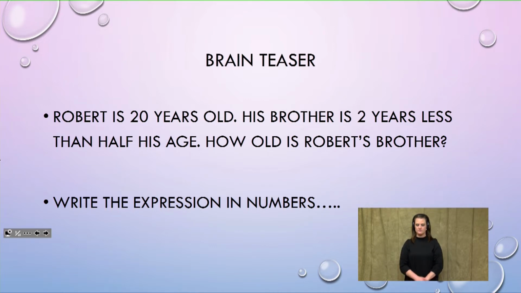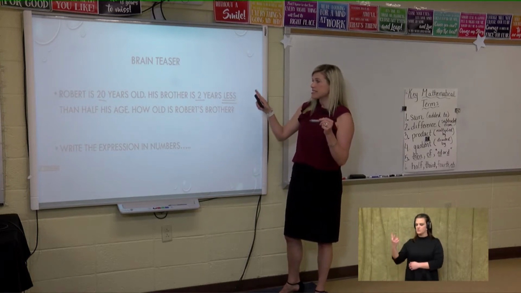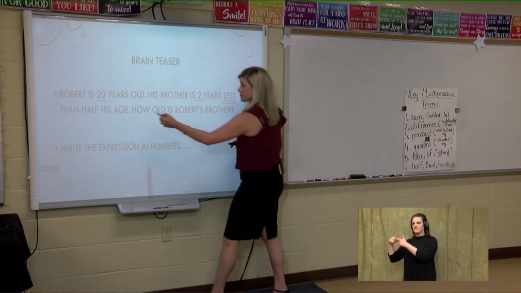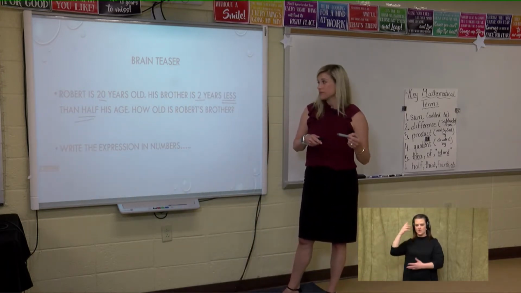When you look at this, I see some key words. I'm going to underline these key words before we actually write the numeric expression. So I see that Robert is 20. So that's my key number right there. I also see that his brother is 2 years less. So I see less. So in my mind, the word less, I automatically think of subtraction. 2 years less than half. When I see the word half, I think of a fraction, his age.